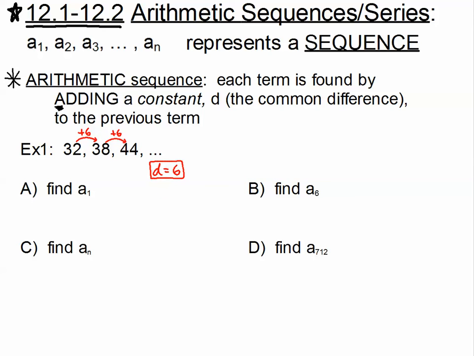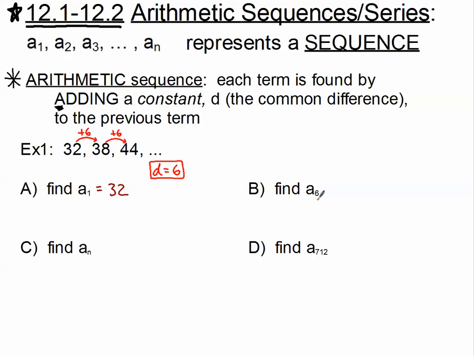So we have 4 questions I'd like to ask about this. The first one says, find a sub 1. A sub 1 is the symbol that we use to represent the first term. We use little subscripts to name our terms. Well, a sub 1 is simply our first term, and that's 32.